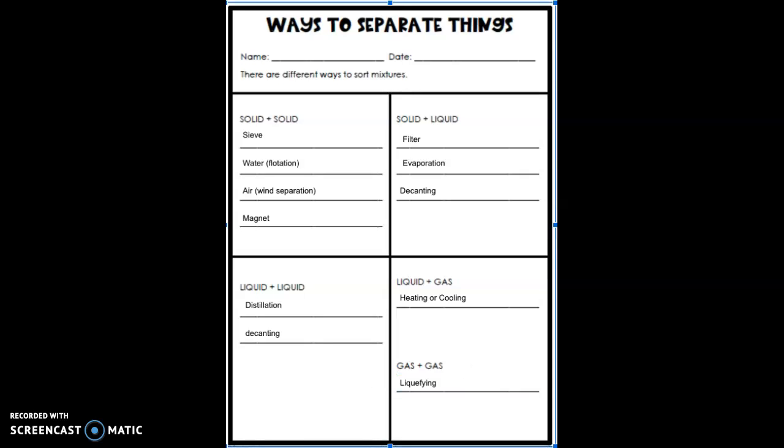In this, gases have different condensation points. So what you do is you condense the gases and one will become a liquid while the other still remains a gas. So those are the different ways that we can separate different states of matter from each other.